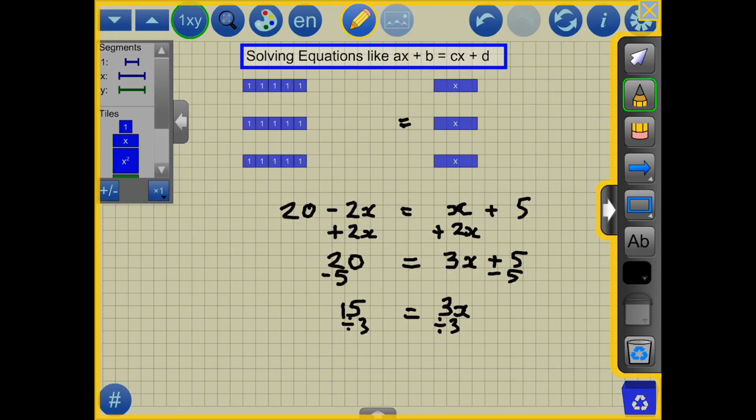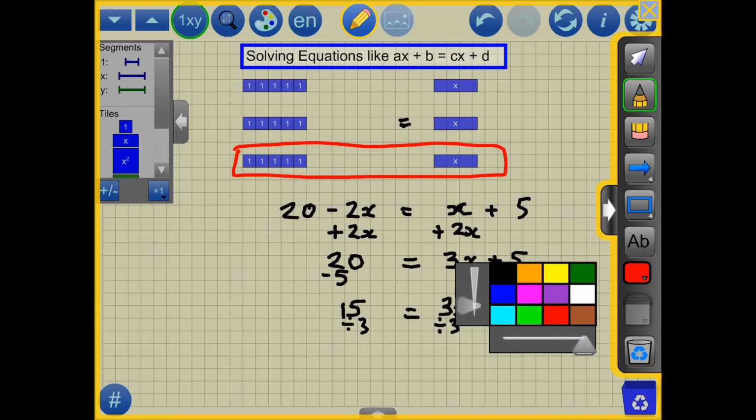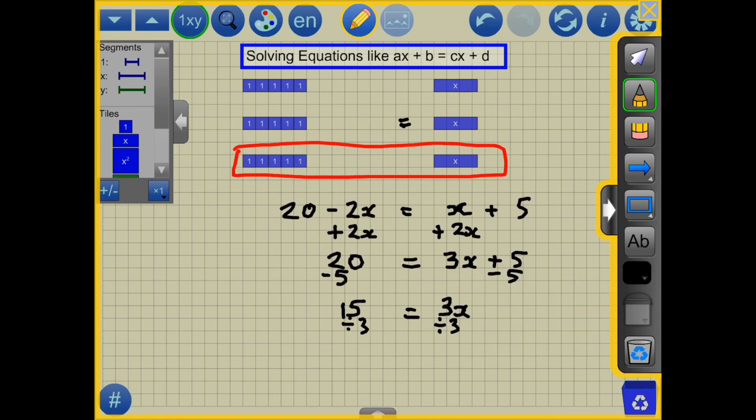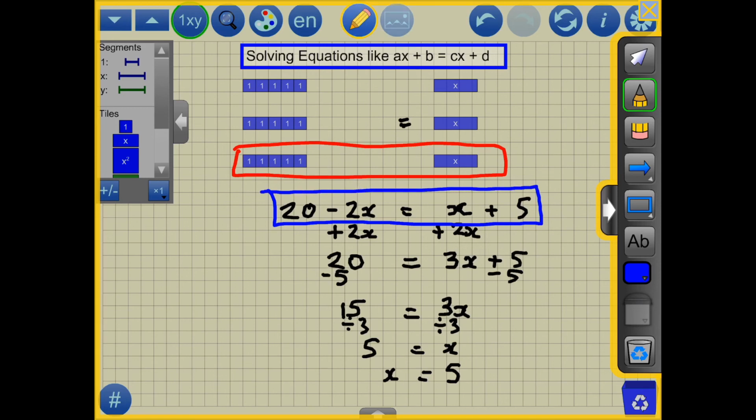And once we've done that, we can see that one of those parts will give us our solution for our equation. And in this case, we can see that x is equal to 5. Now, a useful thing to do is to check your work, and that is to consider going back to your original equation, 20 minus 2x equals x plus 5. What would happen when we substitute our answer of x equals 5 into that equation?